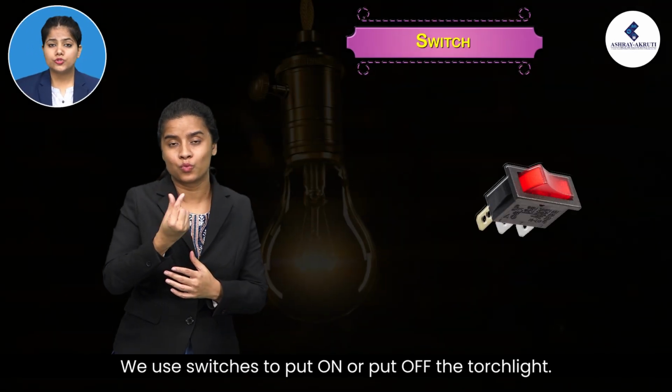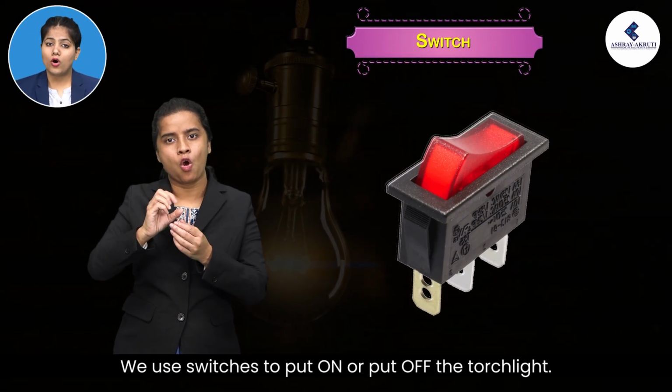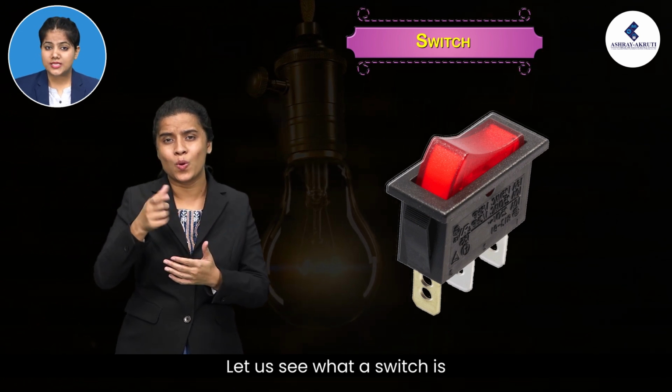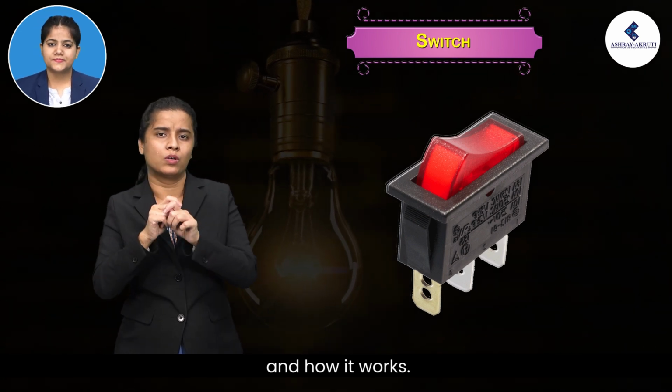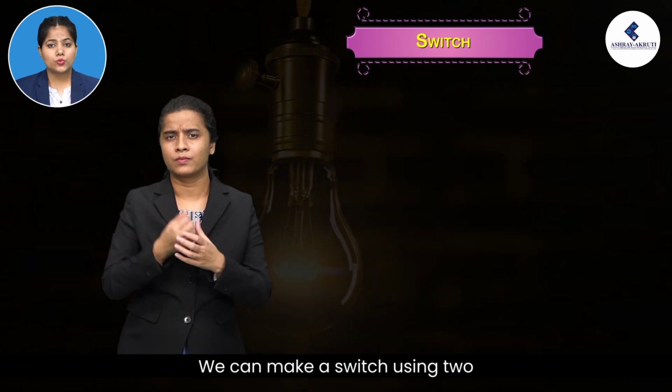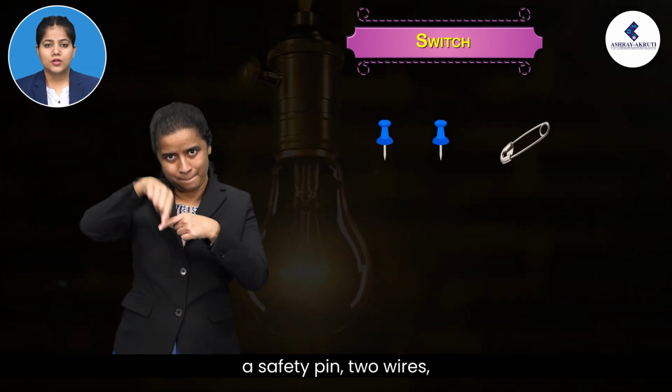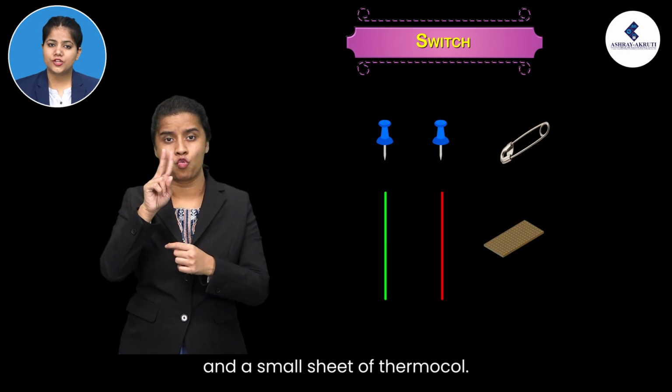We use switches to put on or put off the torchlight. Let us see what a switch is and how it works. We can make a switch using 2 drawing pins, a safety pin, 2 wires, and a small sheet of thermocol.